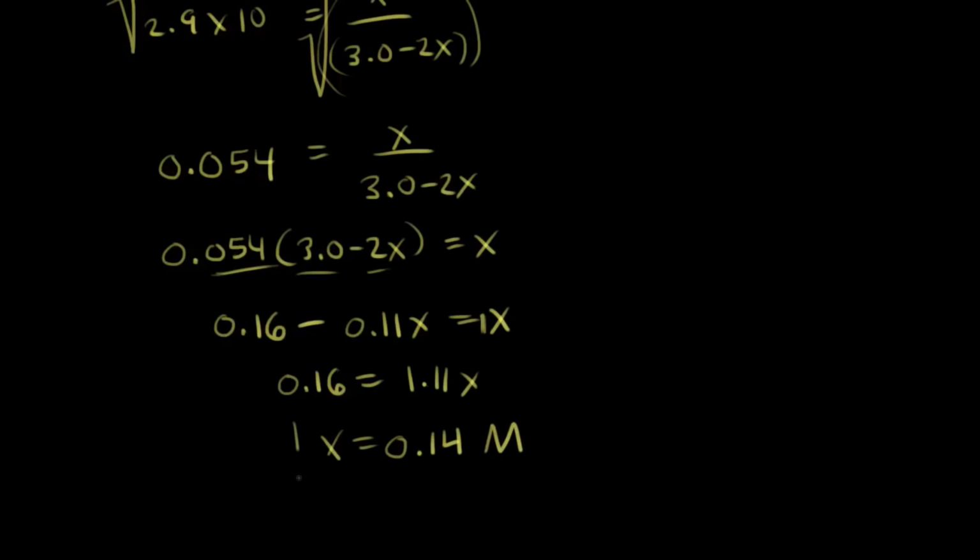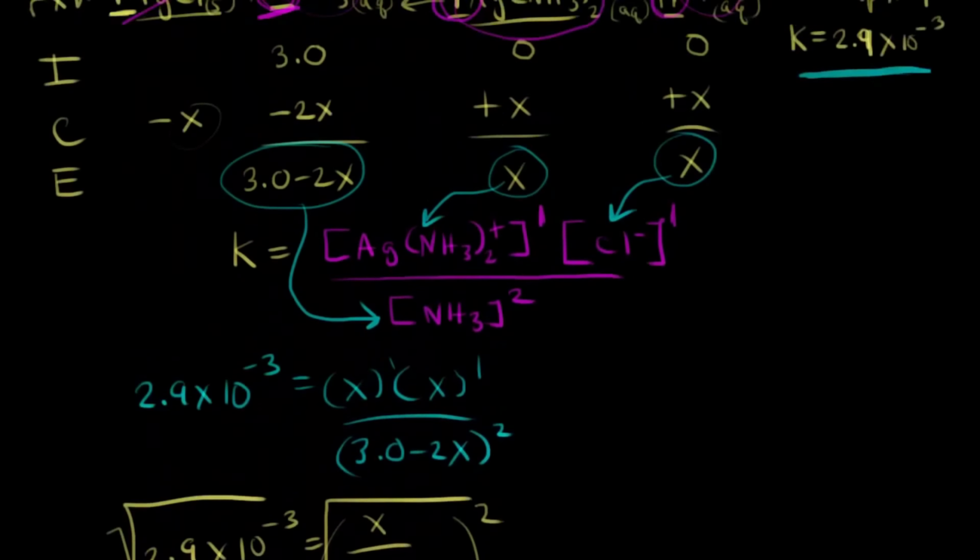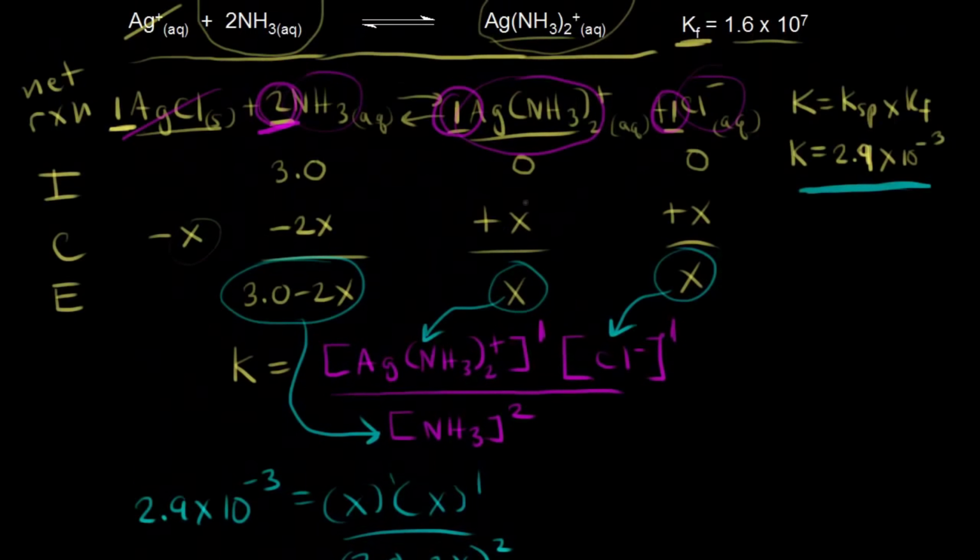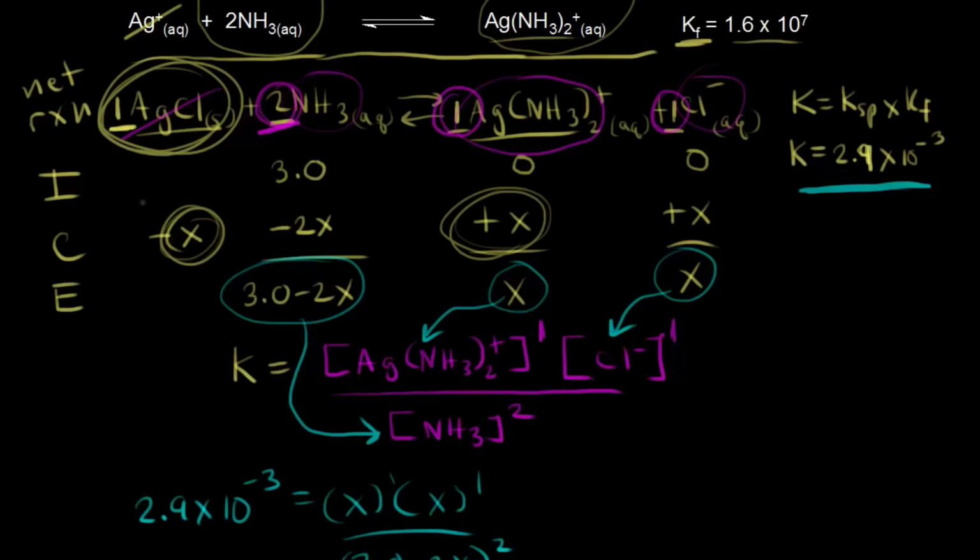So this is a concentration, our molar solubility. If we go back up here, x is equal to 0.14 molar. That's our concentration of complex ion in solution at equilibrium, and that's our molar solubility of silver chloride. So it's 0.14 molar.